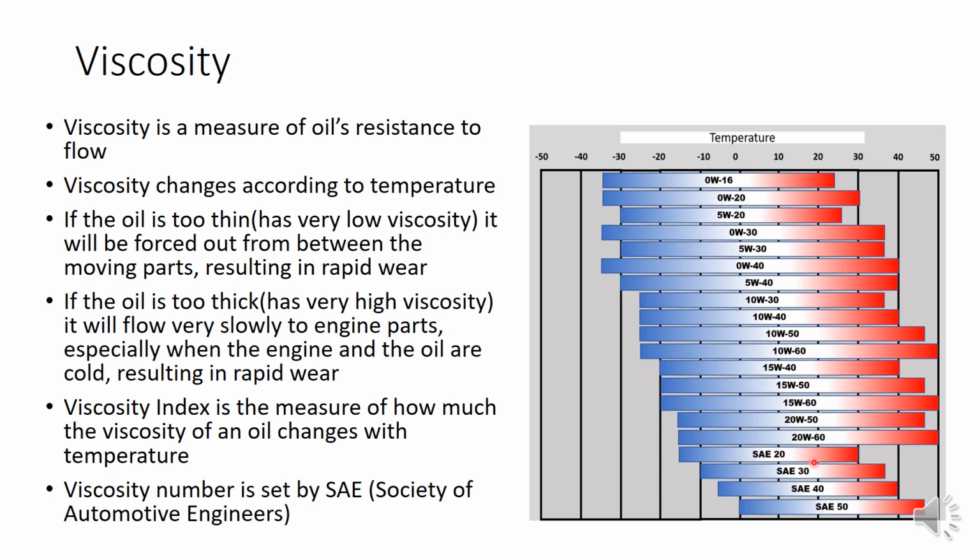But some oils, monograde oils, have only one number, so they can't be used for different temperature ranges like this. This number is fixed by SAE. So if you know the number of your lubrication oil for your engine, which will be specified in your manual, we can easily purchase that oil and use it. So this is an important property associated with lubrication oil.